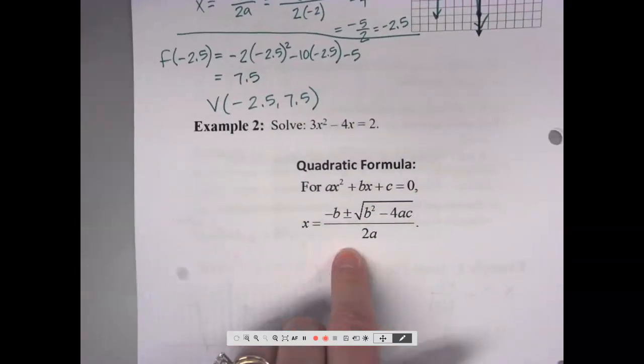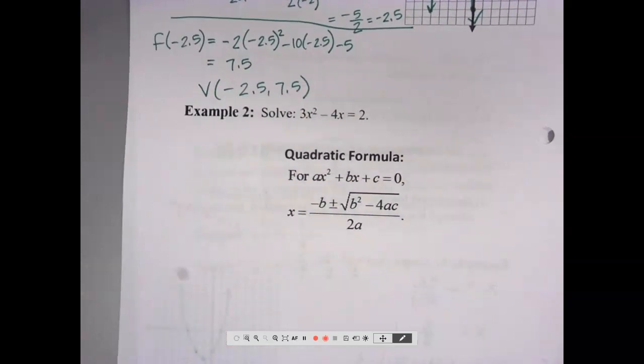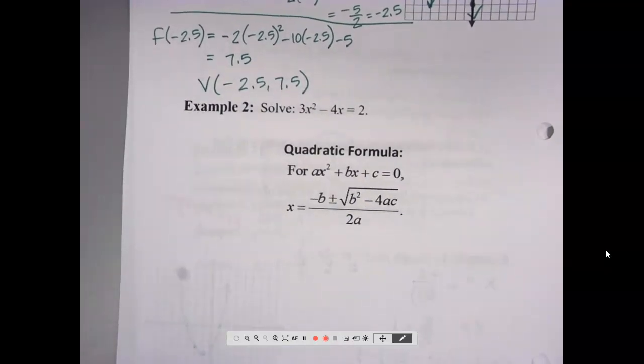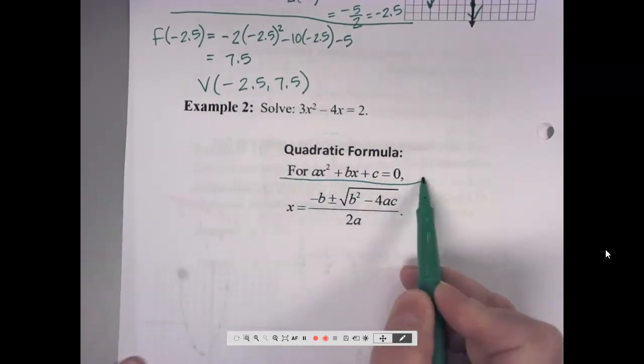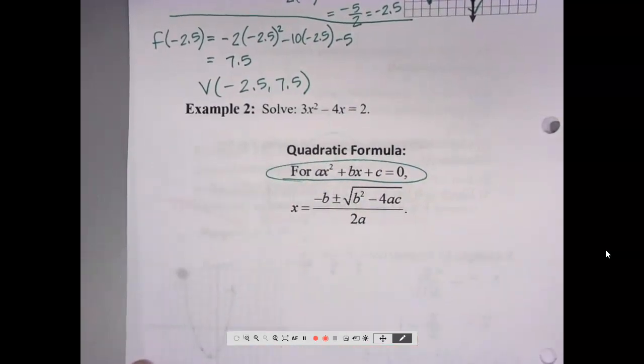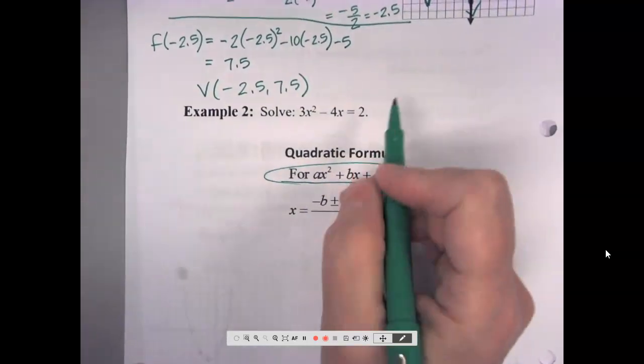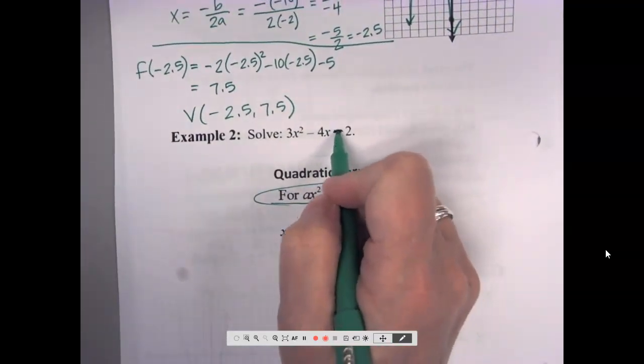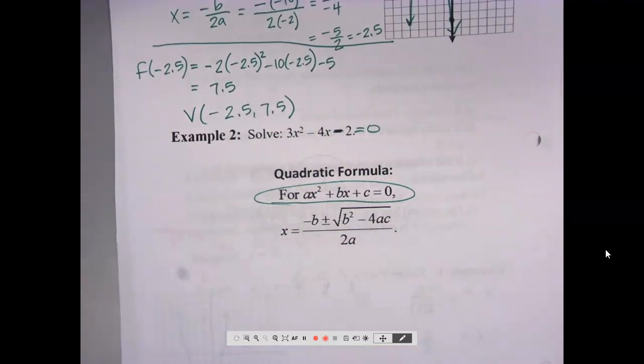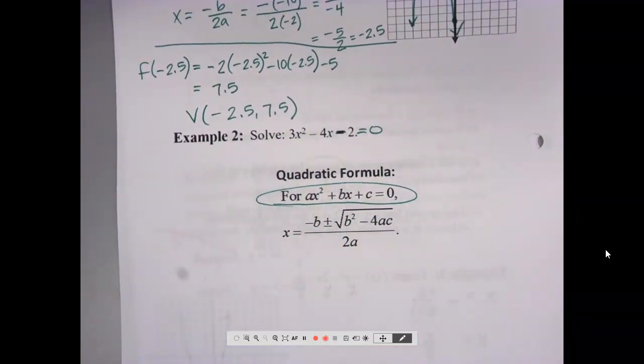Okay, y'all look over your quadratic formula, which you should be. Andrew, what'd you get? First of all, did you move the 2 over and set it equal to 0? Okay. Because notice, before we use the quadratic formula, that equation needs to be equal to 0. So I'm going to do this. I'm going to say minus 2 equals 0. Okay, voila, the 2 is moved.